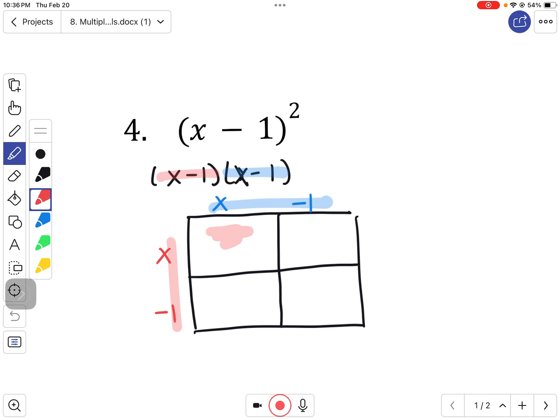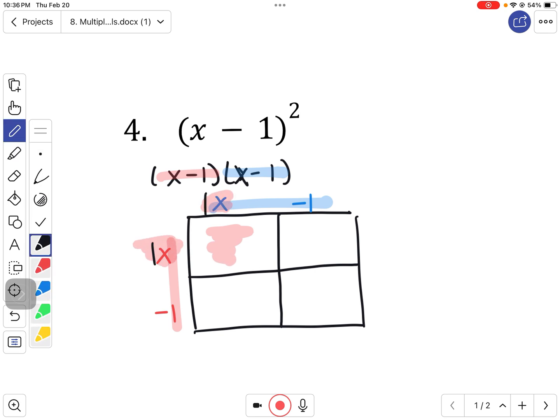Okay, I'm going to start in this box, go straight up and straight over. I don't have coefficients in front, so I know they're 1s, and I don't have powers, I know they're 1s. So 1 times 1 is 1. X to the first and x to the first is x squared.